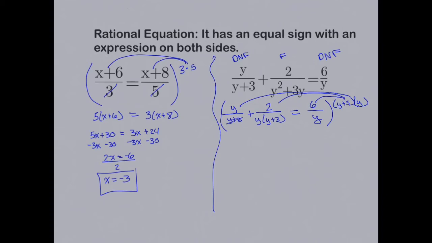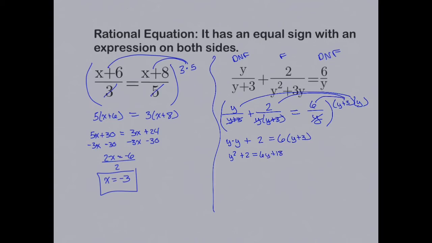So the y plus 3 is going to divide out, and we're going to be left with y times y. The y and the y plus 3 will both divide out, and so we're just left with the numerator 2 is equal to, the y will divide out, and we're left with 6 times y plus 3. So now we've got y squared plus 2 is equal to 6y plus 18.